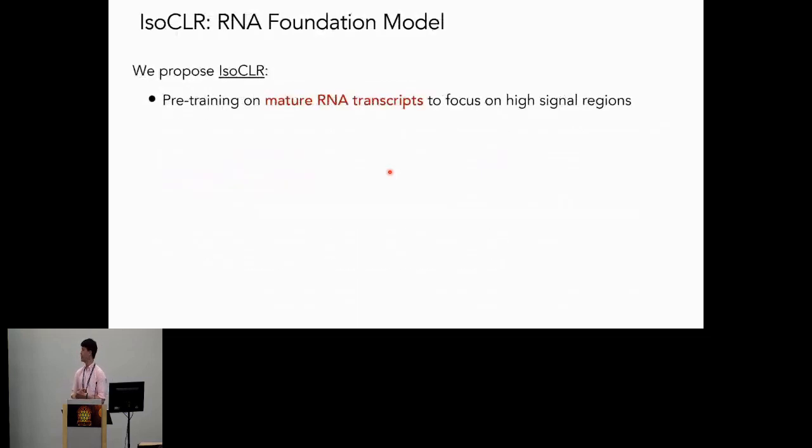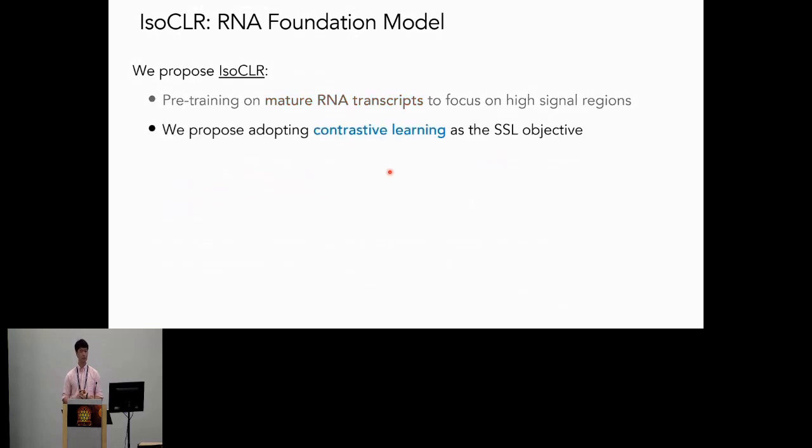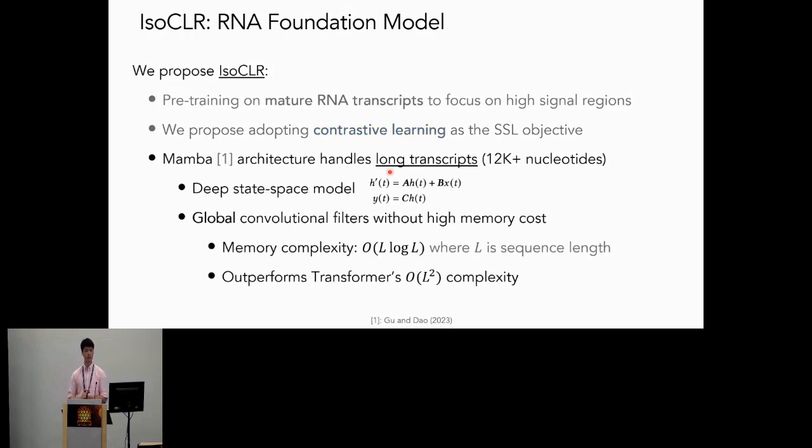So this is why we introduce IsoCLR. IsoCLR is an RNA foundation model that is trained on mature RNA transcripts to focus on high signal regions. And we adopt a novel contrastive learning objective based on biological annotations to incorporate more biological information into our foundation model. We also use the Mamba architecture for its sequence modeling.